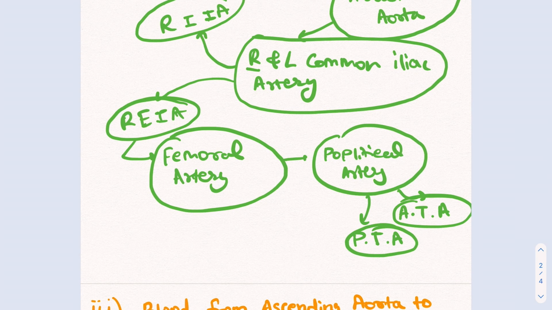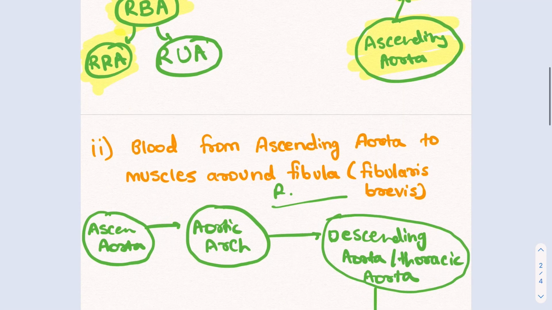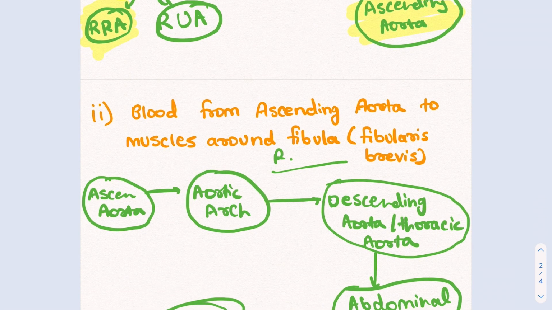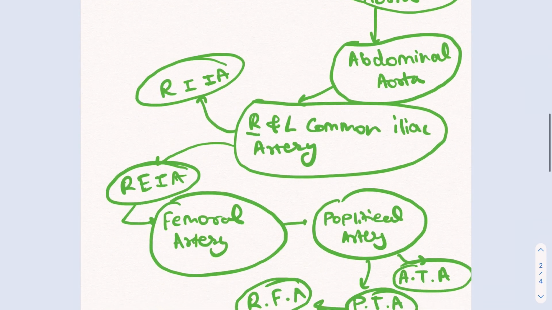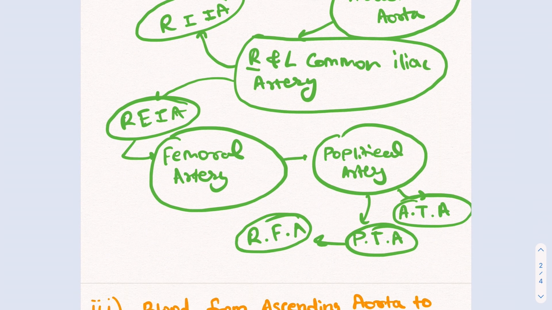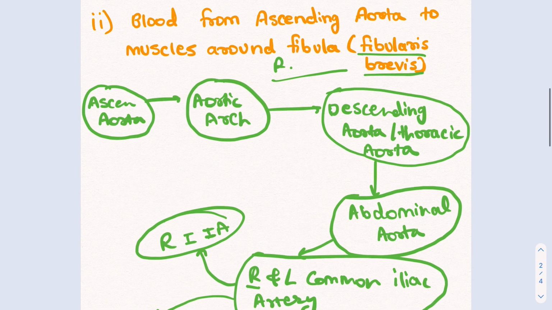Now, posterior tibial artery goes posterior inferior, and it also splits into one other artery, and that is right fibular or peroneal artery. As we said earlier, our muscle should be around the fibula. One example is fibularis brevis. So since that is around the fibula, the artery that the blood takes to provide that muscle blood is right fibular artery.